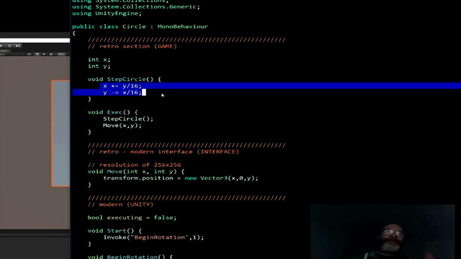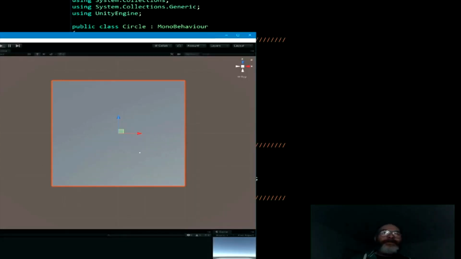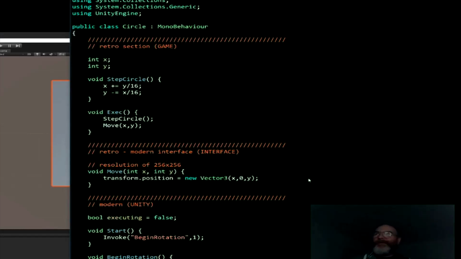So let's check. After 1 second, it starts executing. It's going to execute step circle, which does the actual circle algorithm. Ta-da! And then does a move. So it will move the ball to the current point, and this should cause the thing to spin. Okay, are we ready? Let's try it. It's working perfectly. Very suspicious because it wasn't supposed to work at all, or very well.